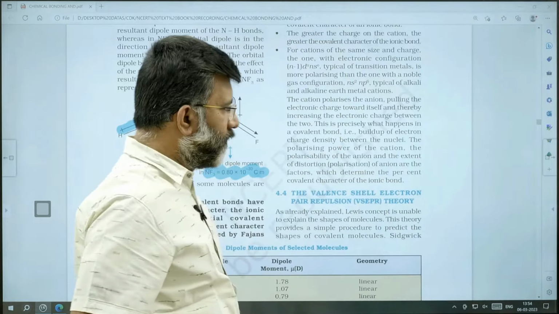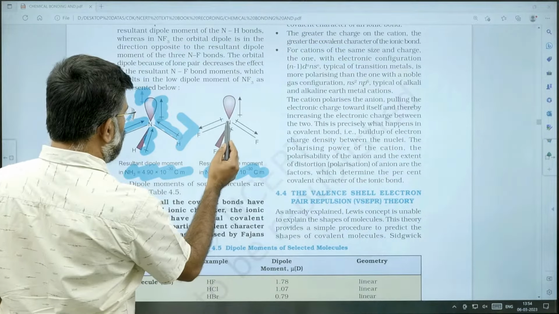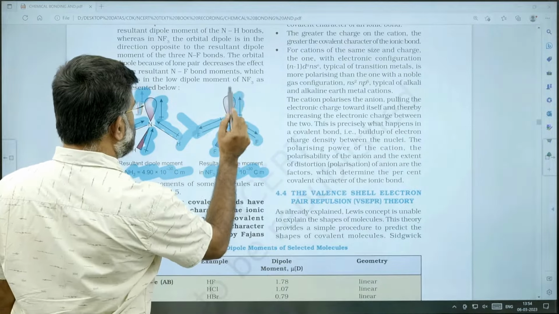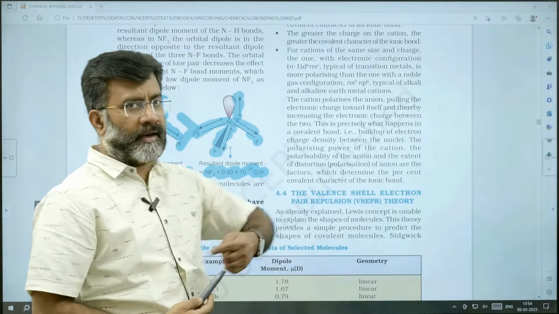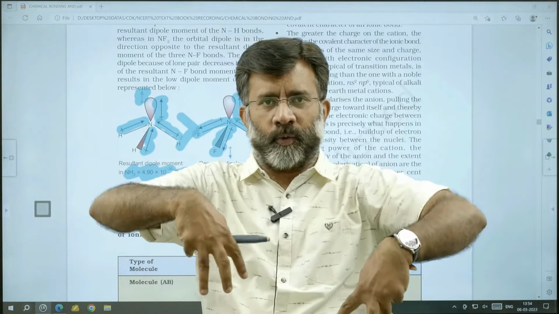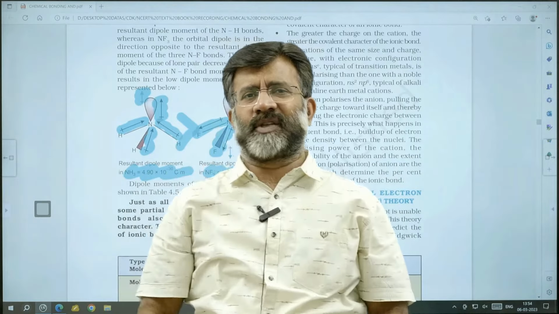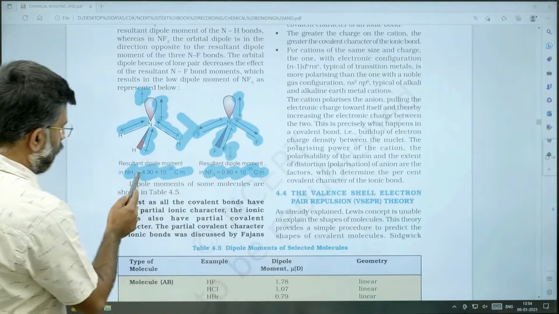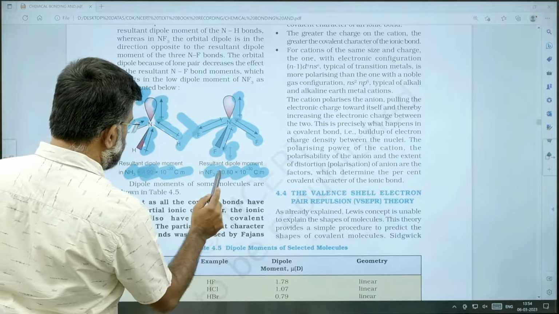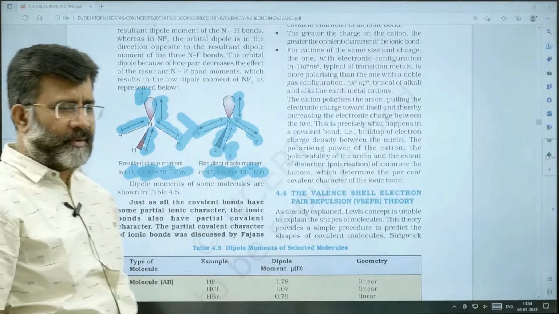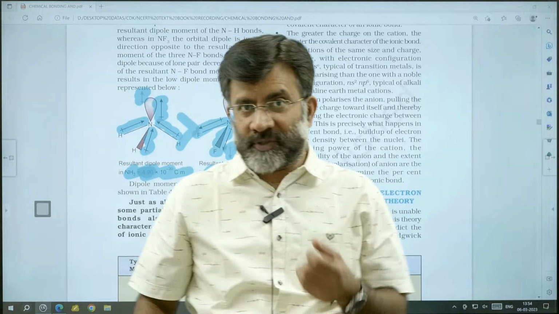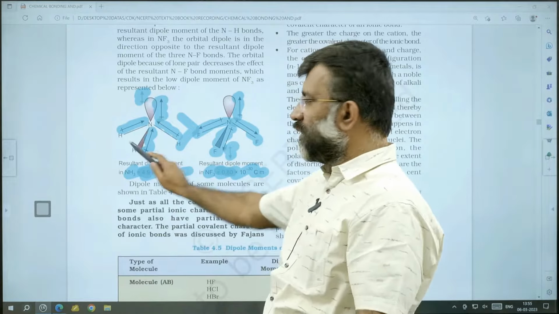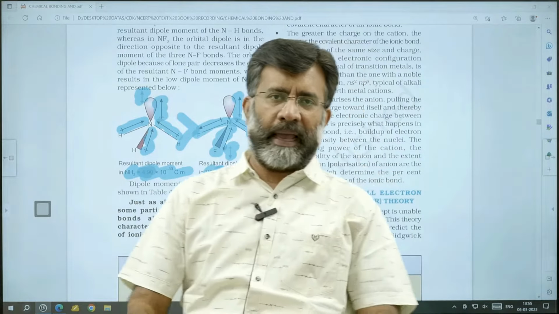What about in NF3? In NF3, it is from nitrogen to fluorine, nitrogen to fluorine, nitrogen to fluorine, while the lone pair is away. So 1 is away, 1 is up, and 3 down. There is some sort of cancellation. Therefore, the net dipole moment will be a lower value. You see, 4.9 versus 0.8, which means somewhat 5 times difference when you compare the dipole moment of this versus this. That's a very important aspect.